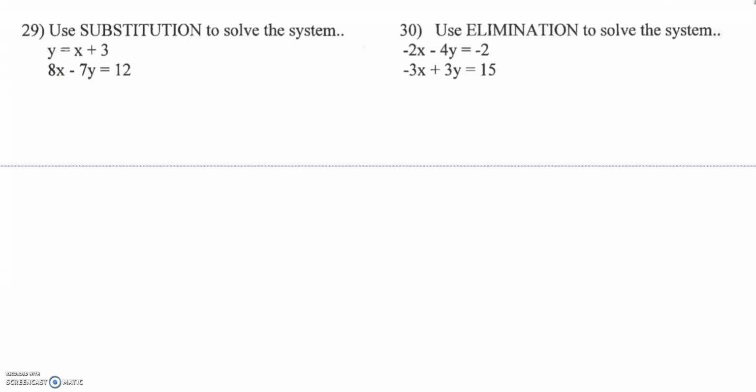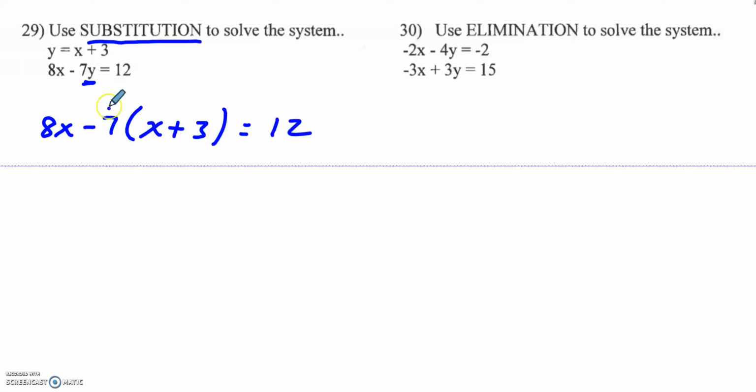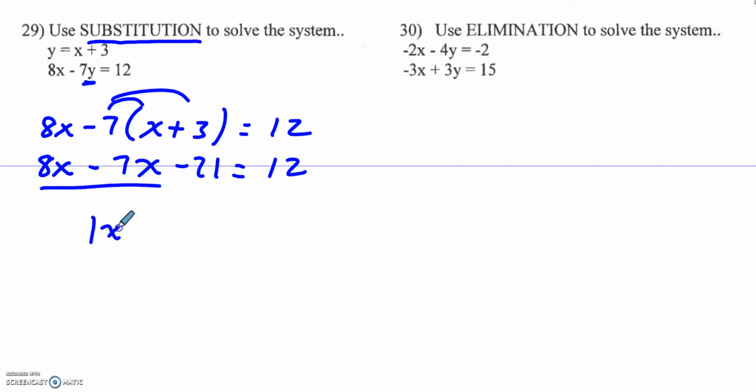Number 29, use substitution to find the solution to the system. This is probably the last one we're going to do in this video. Substitution means to replace. So the first equation is y equals x plus 3. So in the second equation, anytime I see a y, I'm going to replace it with x plus 3. And I'm going to solve for x first. So I'm going to distribute that negative 7. 8x minus 7x minus 21 equals 12. I'm going to combine like terms and get a 1x minus 21 equals 12.